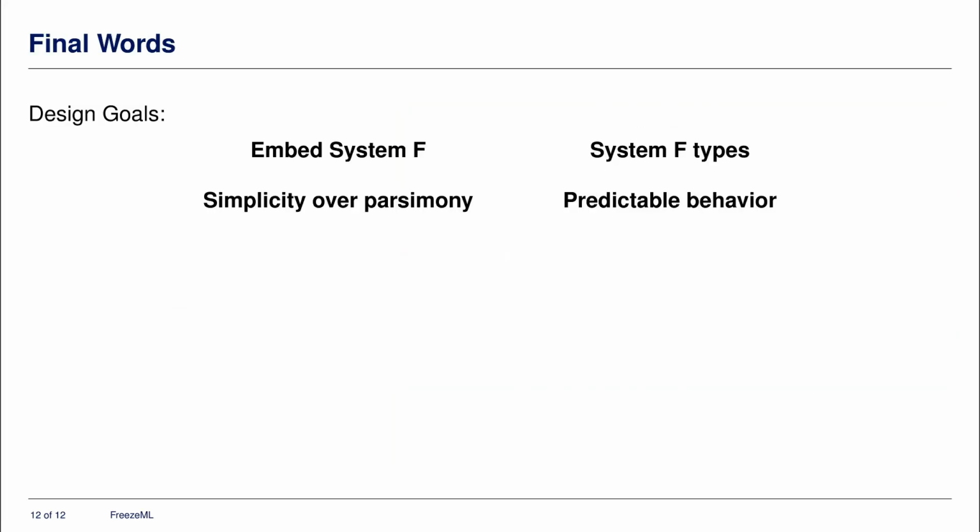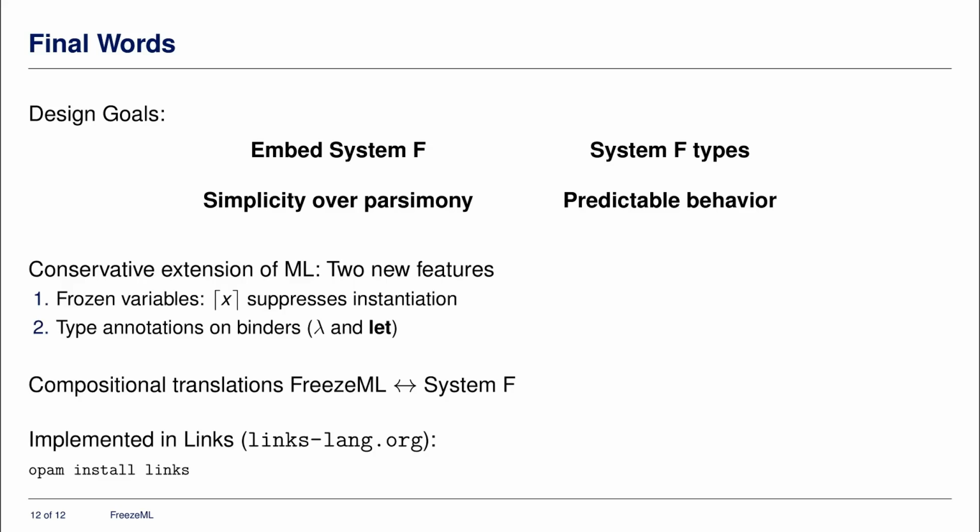Now some final words. Our design goals for FreezeML were to design a system that is simple to understand rather than trying to be very clever. And one way we think the simplicity manifests itself is by how close our typing rules are to ML and SystemF typing rules. Keep in mind that we just had to add frozen variables and type annotations on binders to ML. This way we got the full expressive power of SystemF, which is why we have translations back and forth between SystemF and FreezeML. And finally, we implemented FreezeML in the Links programming language, which you can install via OPAM.